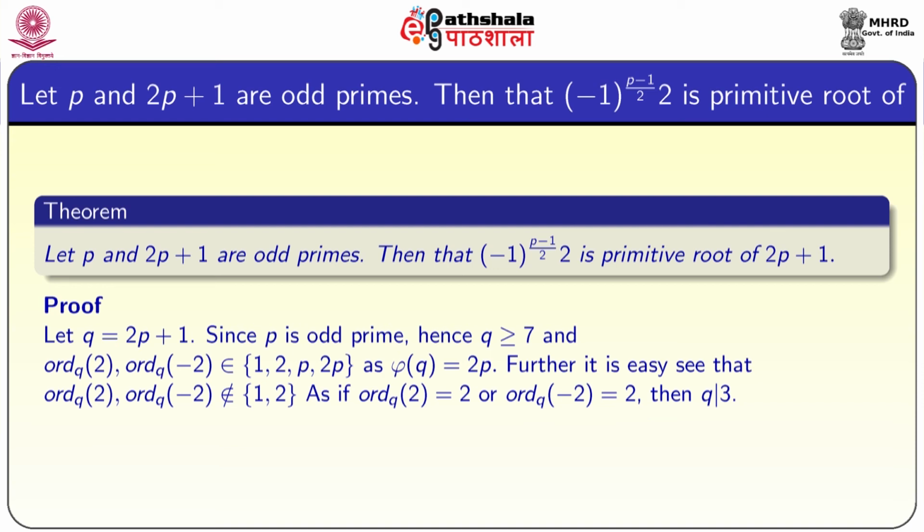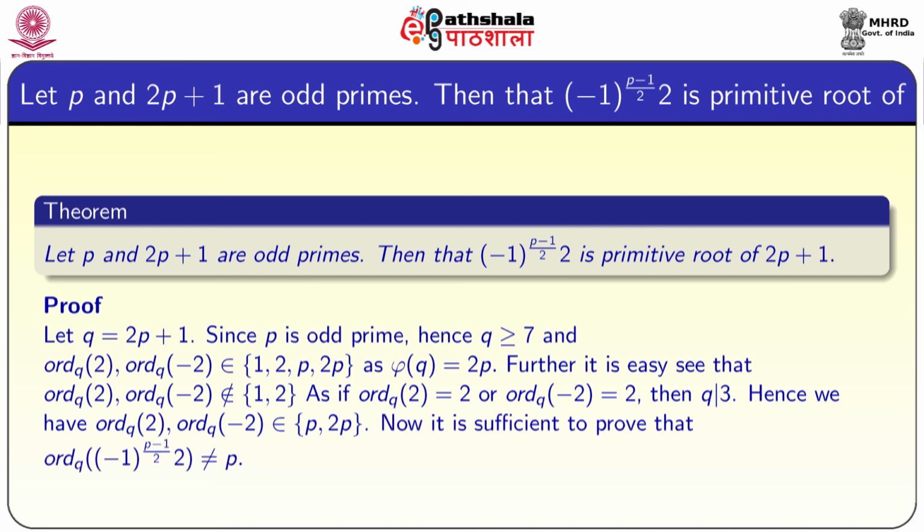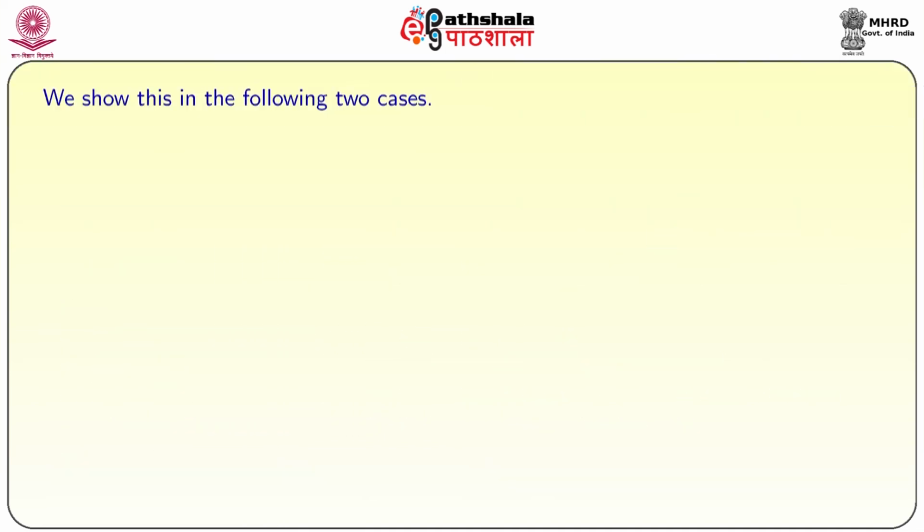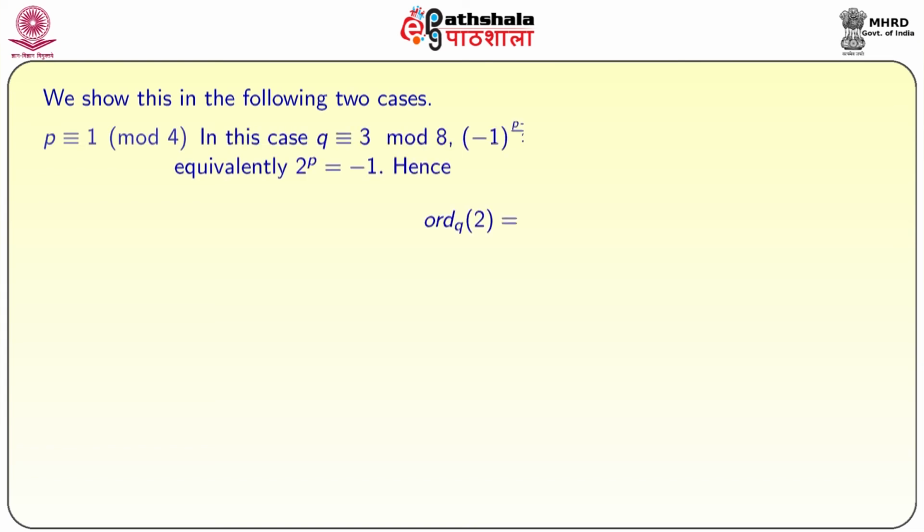If the order of 2 is equal to 2 or the order of minus 2 modulo q is 2, then we get that q divides 3, which is a contradiction since q is greater than or equal to 7. Hence, the order of 2 and the order of minus 2 modulo q belong to {p, 2p}, that is, its value is either p or 2p. Now, it is sufficient to show that the order of (minus 1) whole power (p minus 1)/2 into 2 is not equal to p, then it is going to be 2p and we are done. So, we show this by using two cases.